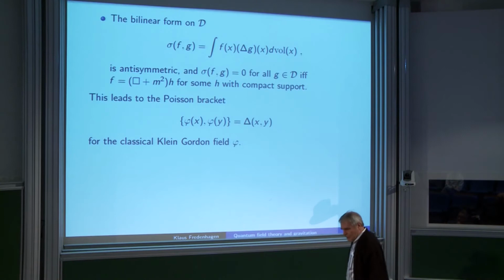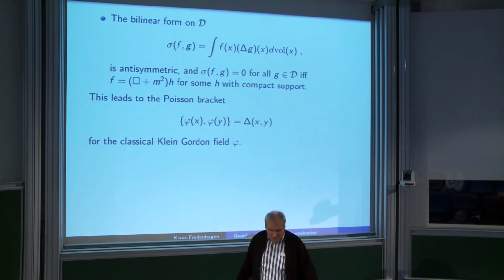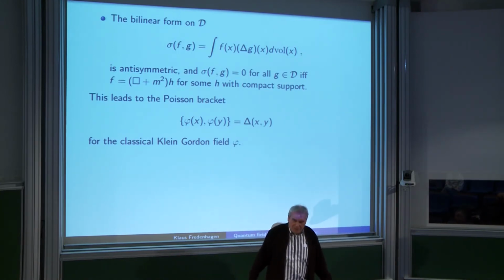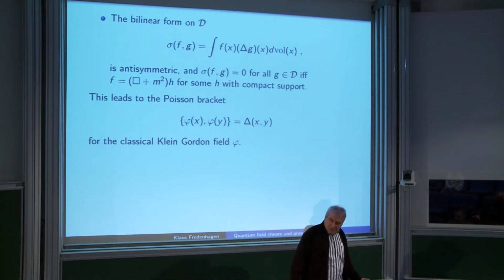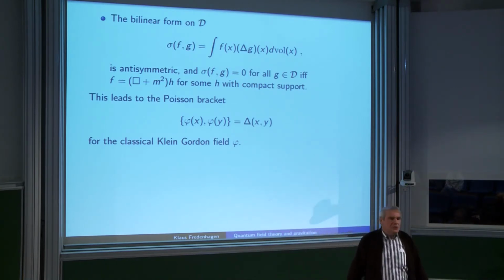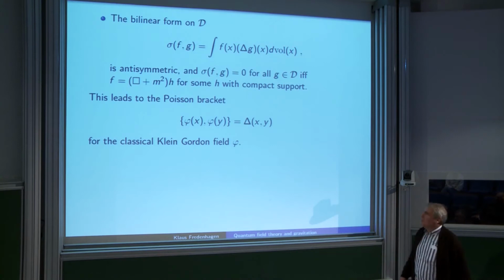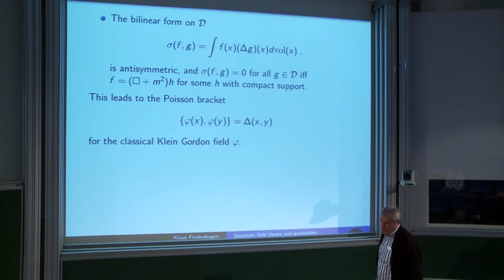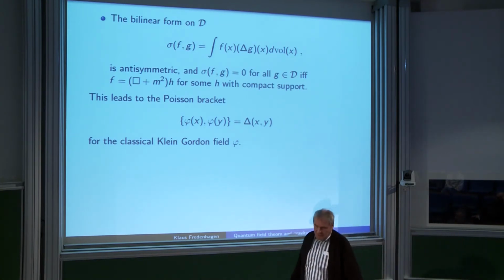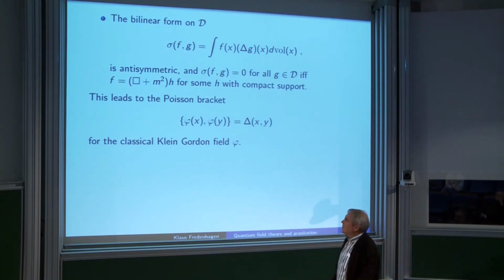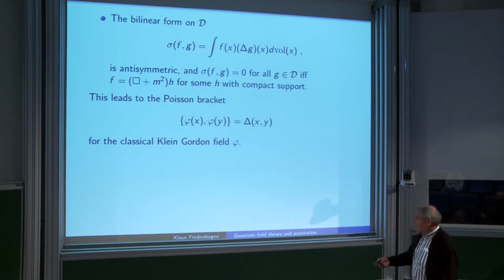Okay, now this fact that this is antisymmetric can be used to define the Poisson bracket of classical field theory, which is just the following: that the commutator, the Poisson bracket of fields at points x and y, is just the integral kernel of this operator, so it's just this distribution delta of xy.